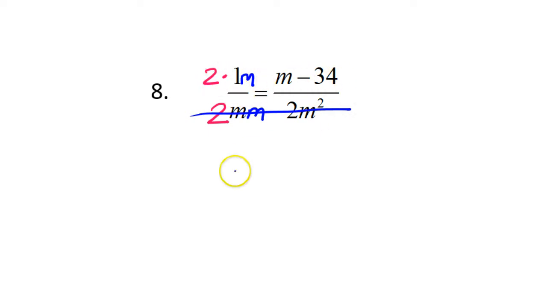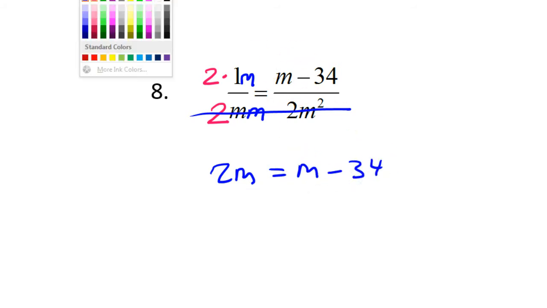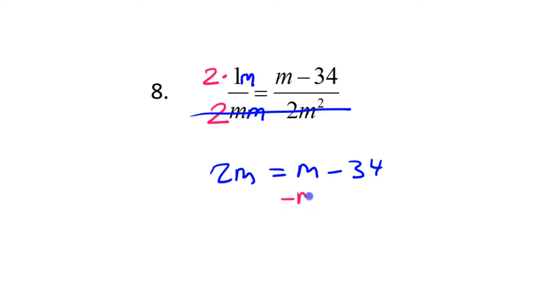So 2 times 1m is just 2m. And I never changed this fraction, so it's still m minus 34. So I would just subtract m from both sides, and that's going to give me the answer right away. 2m minus m is just m. So that's m is equal to negative 34.